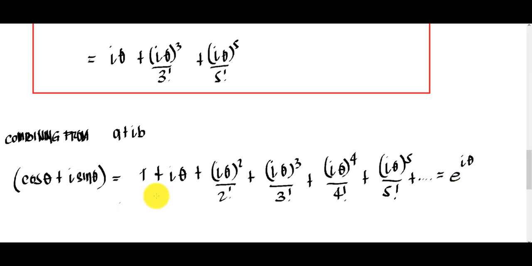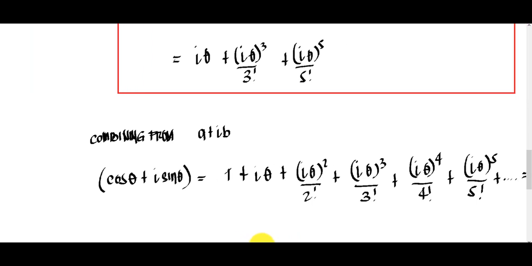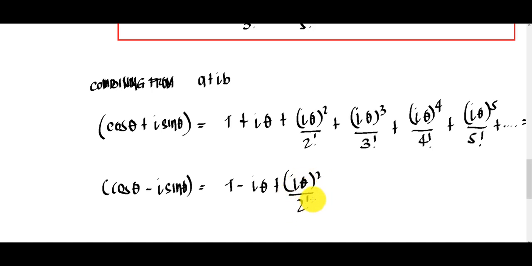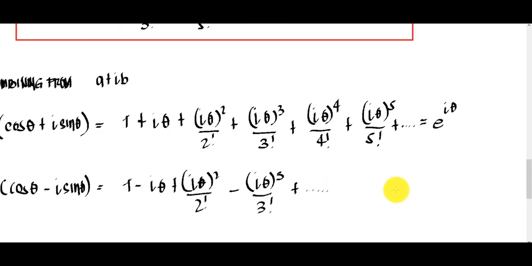So for this expansion. Now, on the other hand, if it is in the form of negative, so if this is cosine of theta minus I sine of theta, so this is equal to 1 minus I theta, and plus I theta raised to squared divided by 2 factorial, and it will be minus I theta raised to cube divided by 3 factorial and plus and so on. Okay. So this is equal to e raised to negative I times theta. So that is the values.